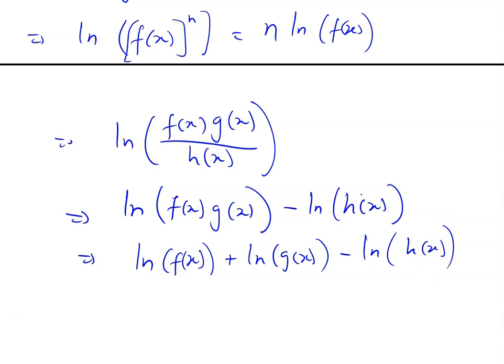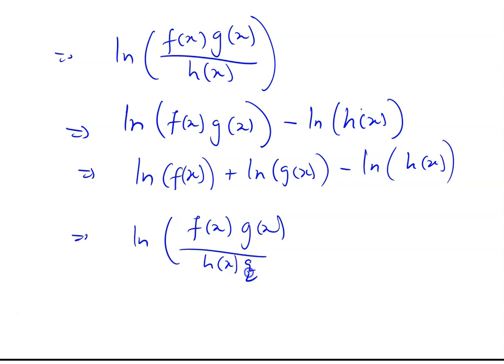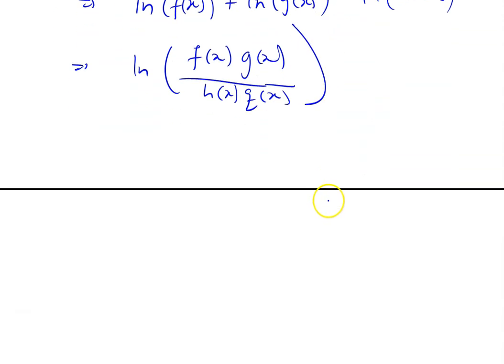Very good. So assuming I have ln of f of x, g of x on h of x and q of x, and I'm supposed to simplify this, what do I get? Let's analyze it. So it's the same as what?